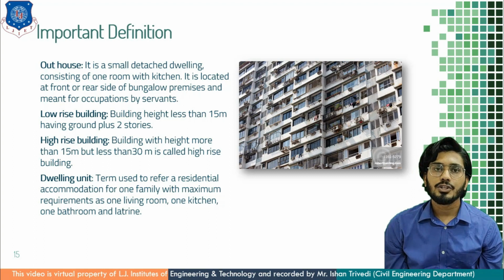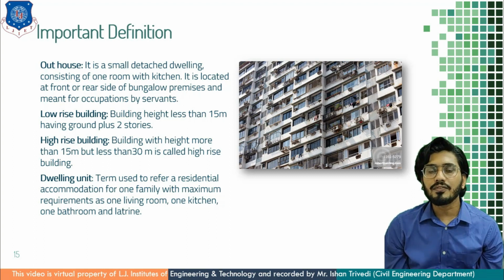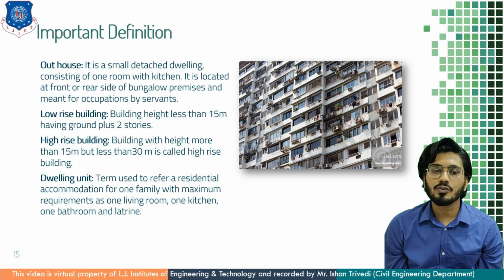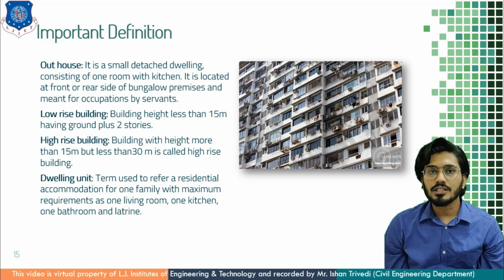The term is used to refer to a residential accommodation for one family with minimum requirement of one living room, one kitchen, one bathroom and latrine. Remember this term, the dwelling unit. Whenever it is used, it means that one family can live with minimum requirements. These requirements are one kitchen, one living room, one bathroom and latrine.